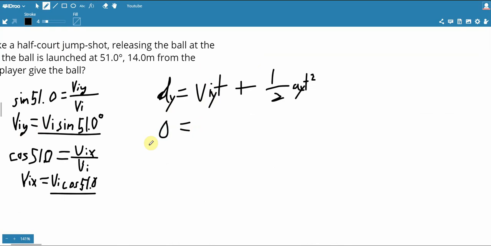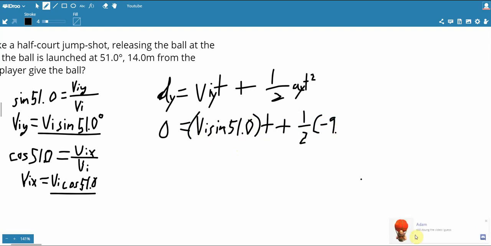So we do 0 equals VIYt. So we take our expression for VIY, VI sine 51.0, times t plus 1 over 2 times negative 9.81 meters per second squared times t squared.